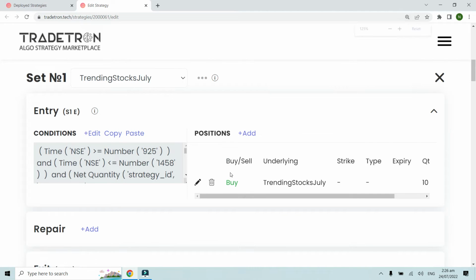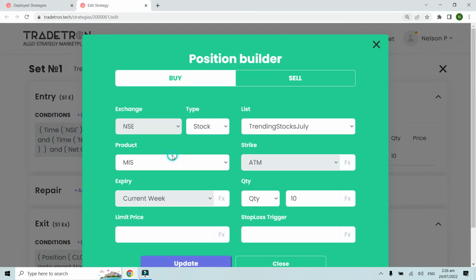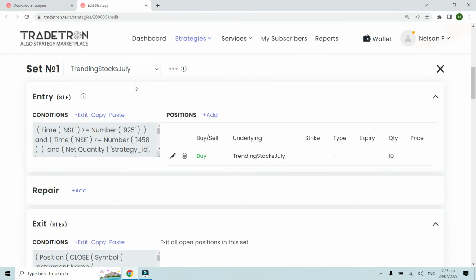And we will see also on the position builder side what we have done. Whenever that condition meets, we will buy each share in the list with 10 quantities. All right, so 10 shares of Reliance, 10 shares of TCS or any other stocks that we have, right? So we will just see the list that we have created.